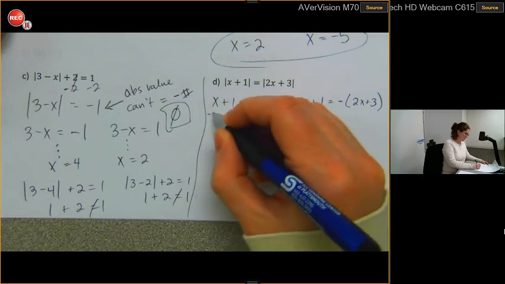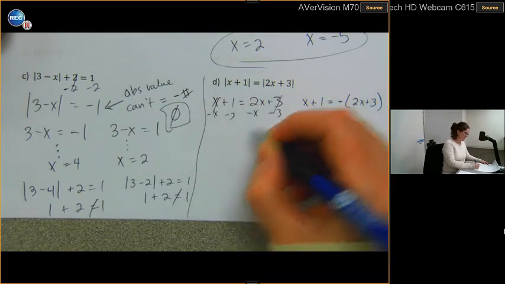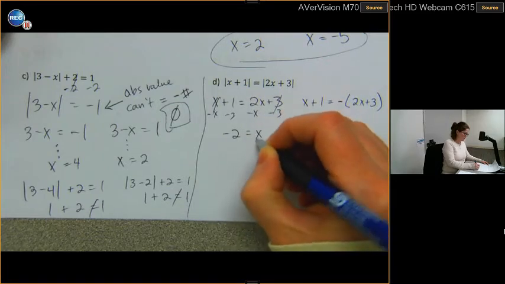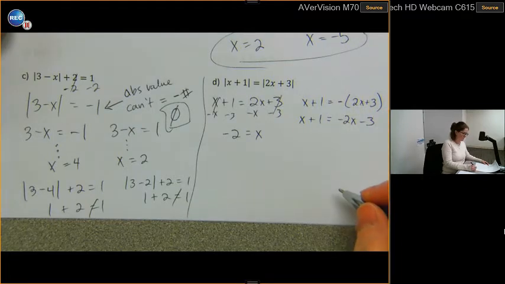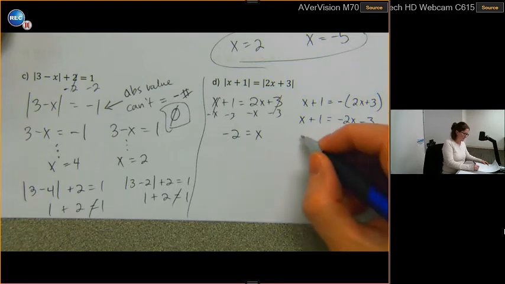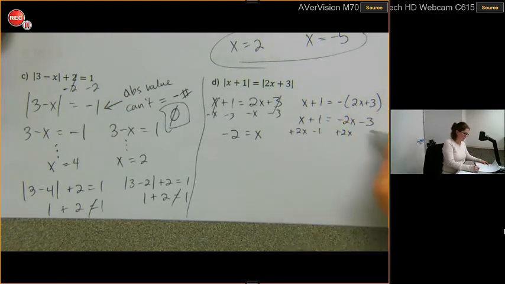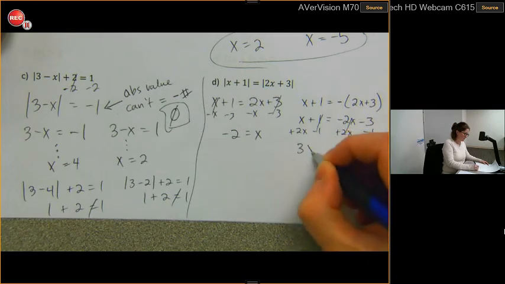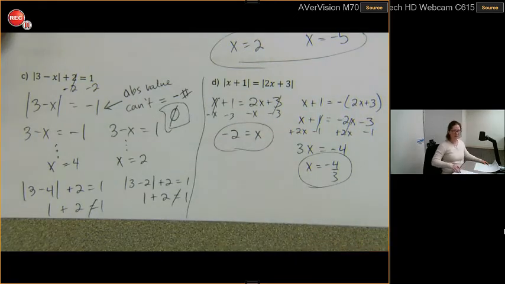And so I'm going to solve, I'm going to subtract x and subtract 3. So I have negative 2 equals x. And here I have to distribute. So I'm going to add 2x and subtract 1. And so this time I get those two values as my answers.